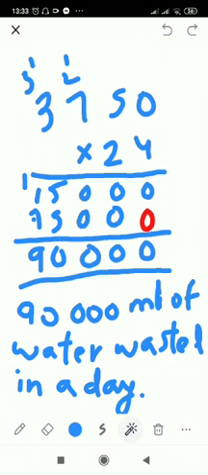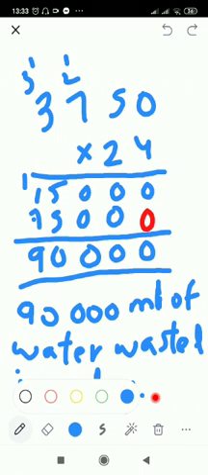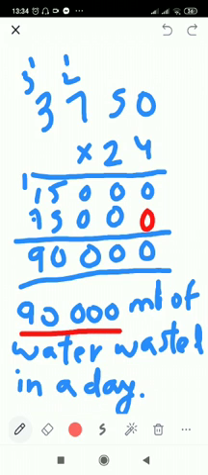You will first write down the heading of solution, you will do the working, and after the working you are going to write down this statement, that 90,000 ml of water is wasted in a day. You can also underline this because this is your answer. So 90,000 ml of water is wasted in a day. All right.